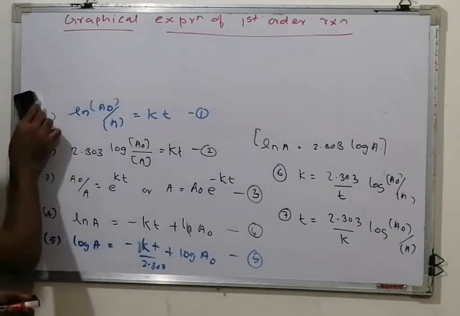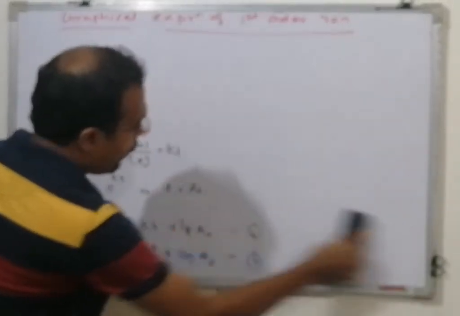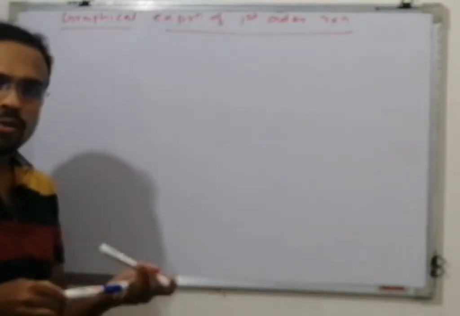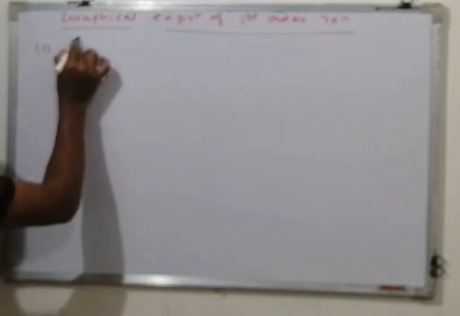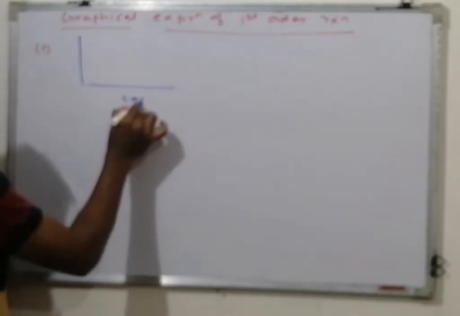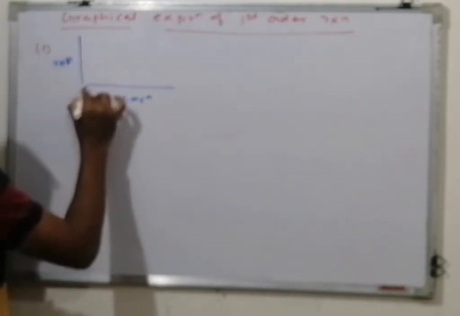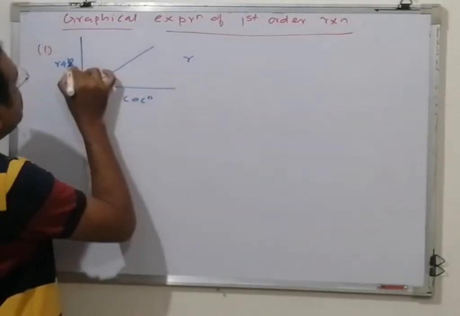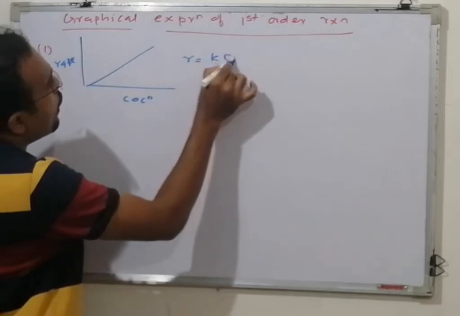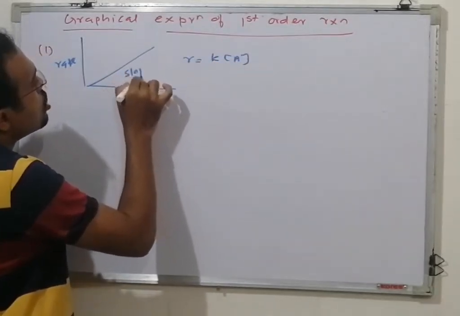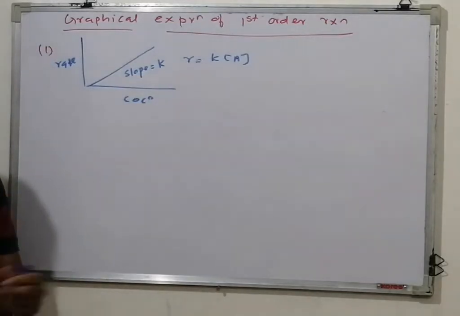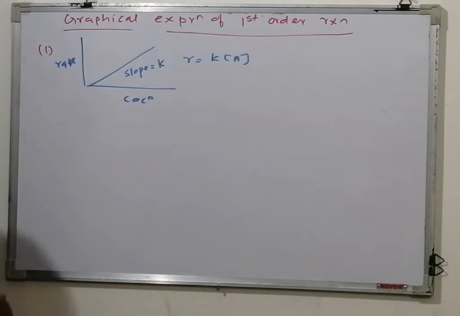The first graph. Graph number 1. I have 7 graphs. You see all the graphs. First is concentration versus rate. You have this type of graph. This graph represents the equation rate is equal to k into A, where slope is k. Fine.